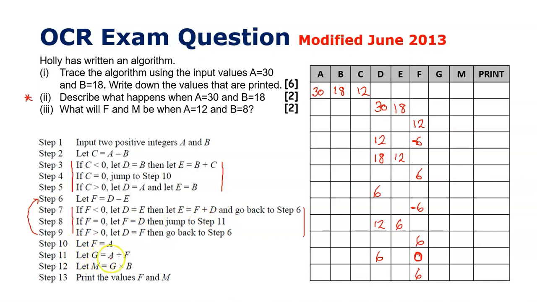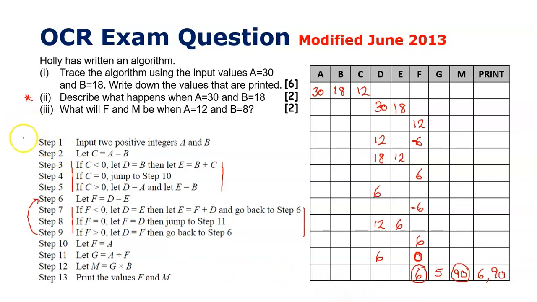Step 11 says G equals A divided by F. Oh, that's a long time ago. My F is that, my A is 30, divided by 6 is 5. Okay. And M equals G times B. Well, that's G, 5 times B, 18. 5 18s are 90. Print the values of F and M. F and M, so it's that one and that one. 6, 90. Crikey, that was a lot to go through.